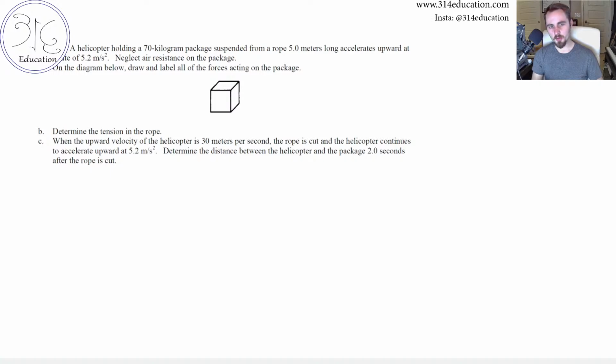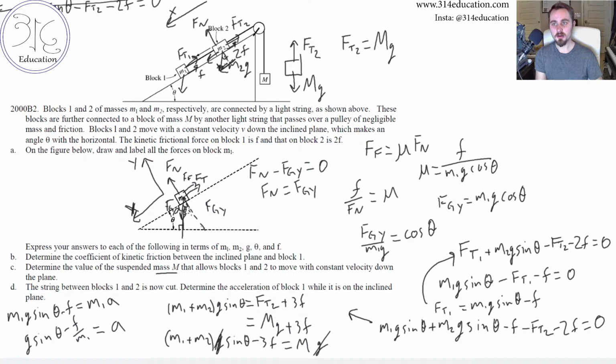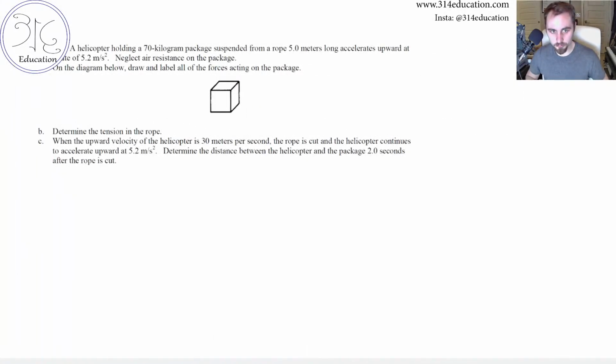This is a good option for dynamics, because dynamics is not a terribly complicated subject. This is honestly probably as bad as it can really get, beyond having to include other topics like circular motion. So we've got a helicopter holding a 70-kilogram package suspended from a rope 5 meters long, accelerates upwards at a rate of 5.2 meters per second squared. So we know the acceleration, we know the mass, we know the length of the rope, although I don't think we really need that. Oh, no, we do need that. That's going to be for part C.